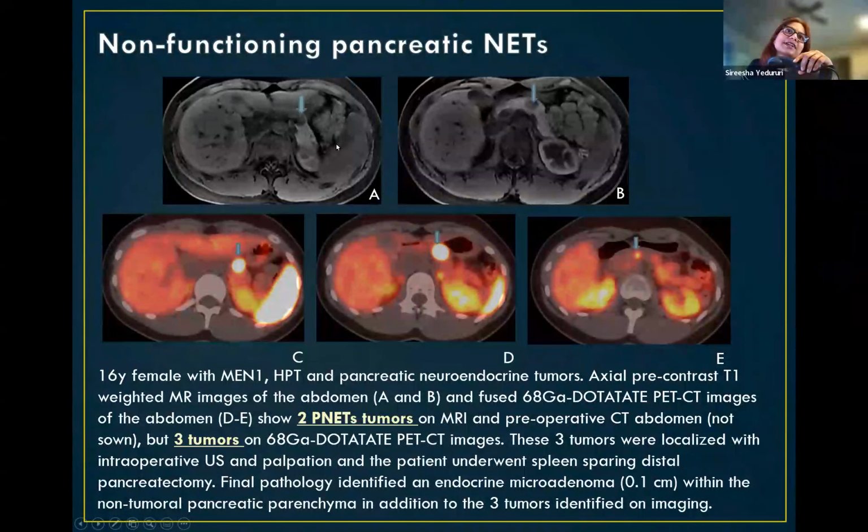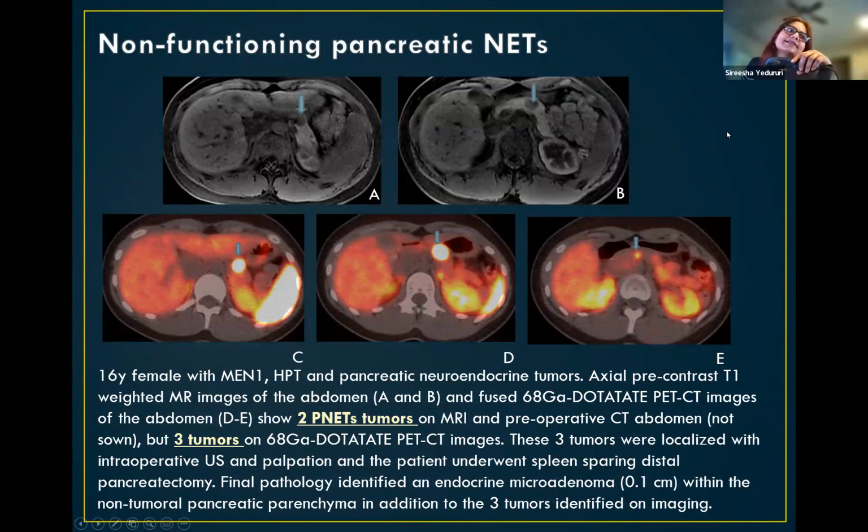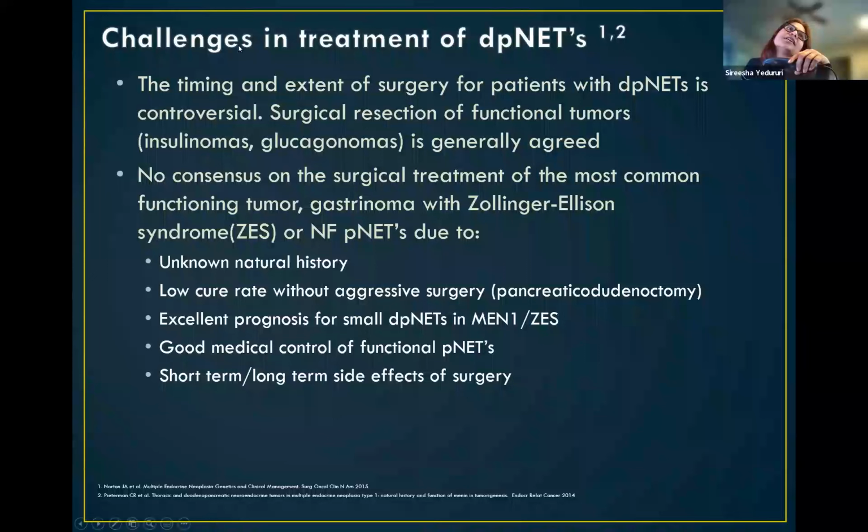Non-functioning pancreatic neuroendocrine tumor. So this is another patient where we have used gallium dotatate PET CT. There were only 2 lesions identified on the MRI, but there's another smaller lesion that was identified on the gallium dotatate PET CT. So these 3 lesions were enucleated in this young 16-year-old patient. Again, the trend is towards doing pancreatic sparing surgeries because these patients will have a long history of multiple recurrences also.